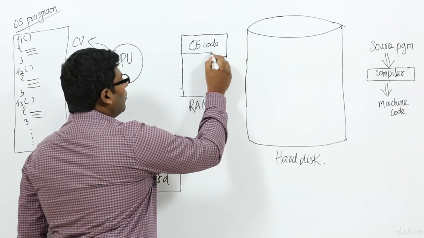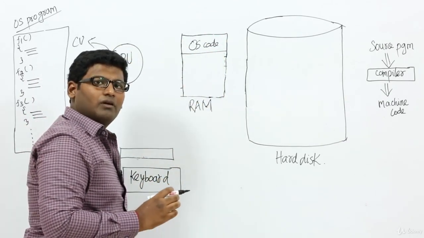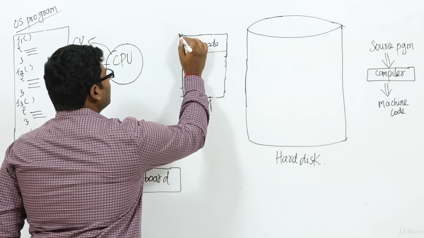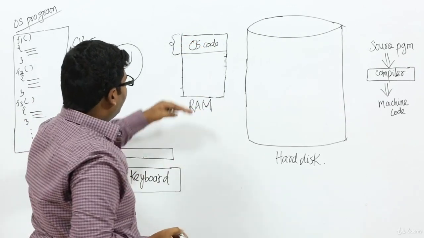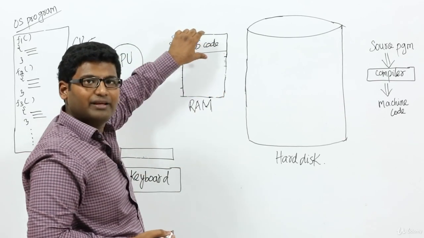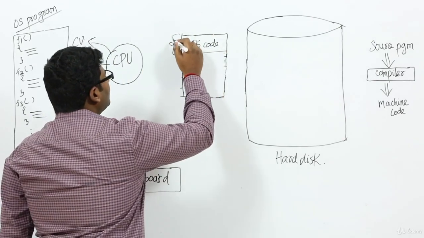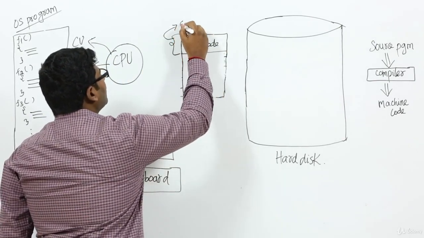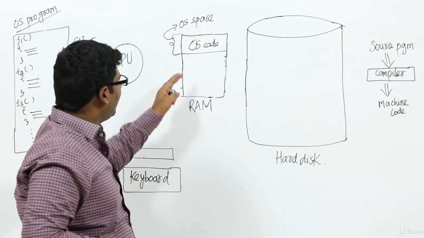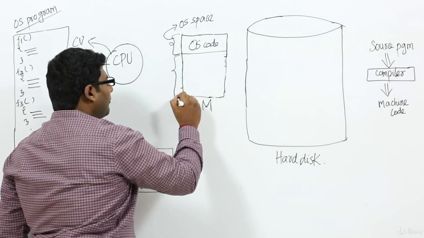Now this code is what we are placing here, right? This code will always be present inside the RAM, and we say this set of addresses. See, our RAM will be full of addresses, right? And this set of addresses where the operating system program is placed is also called OS code space, or OS space. Whereas the remaining space is used for placing our programs.